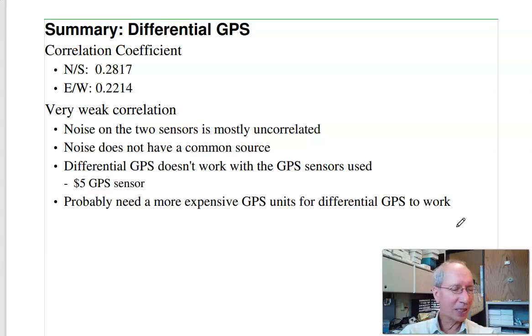What that tells me is that with these sensors, differential GPS doesn't work. But then these are $5 GPS sensors. You probably need a more expensive GPS sensor for differential GPS to work. But that's kind of the idea behind it. So that was an experiment that didn't really work. But you got the idea.